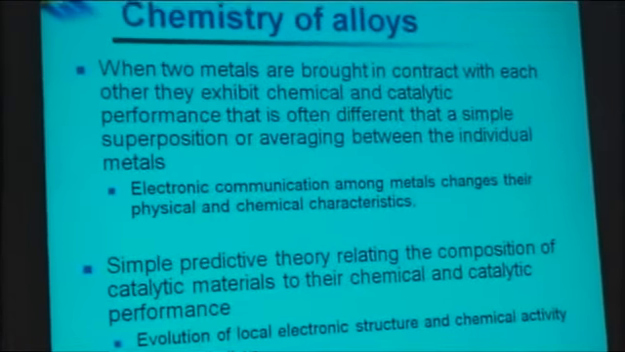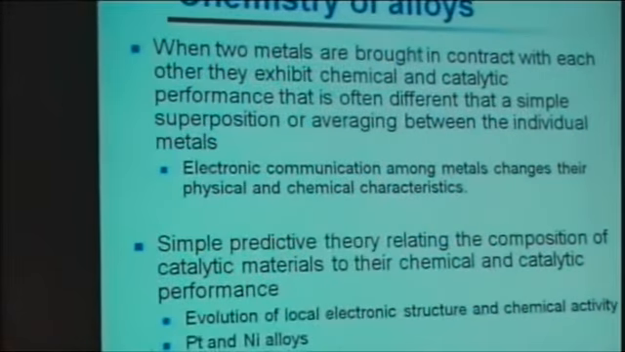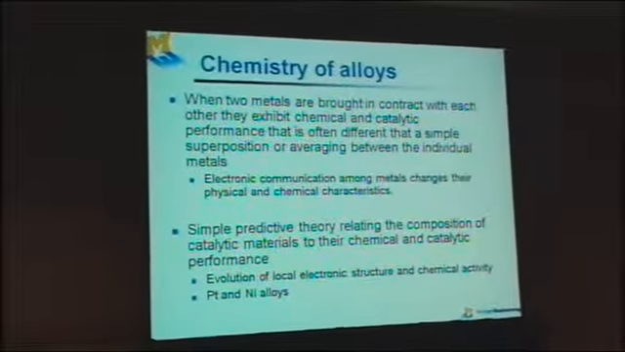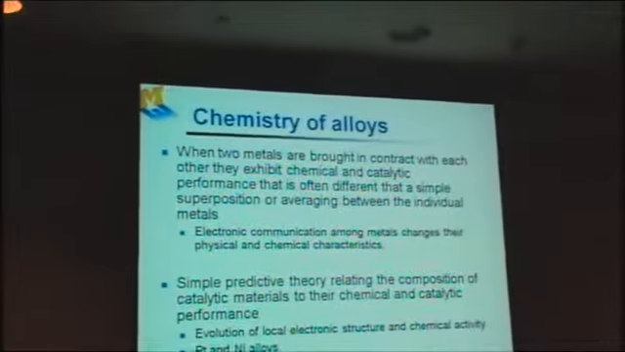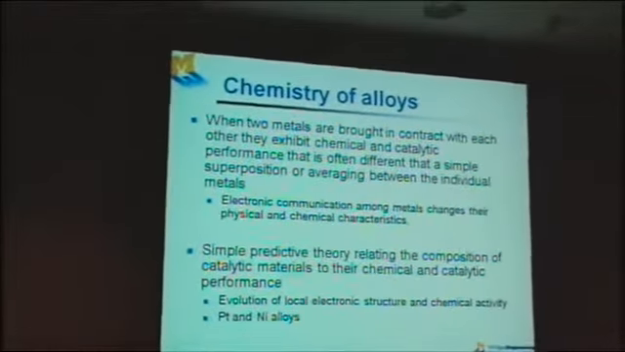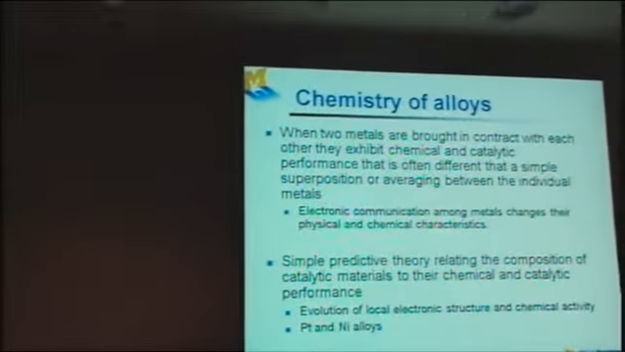So the idea was to really try to develop a simple predictive theory that's going to allow us to relate the composition of the catalytic material to their chemical and catalytic performance. And I will emphasize today that we've been able to do this by simply invoking electronic structure and relating the composition to electronic structure and then electronic structure to catalytic performance. I'm going to discuss this in the context of platinum and nickel alloys, but I would argue that very similar principles can describe any combination of metals of transition and noble metals.